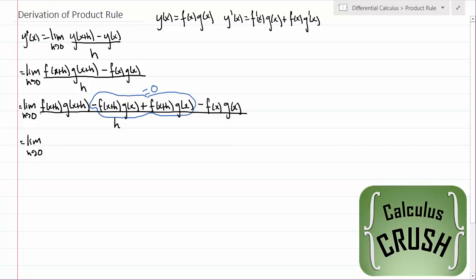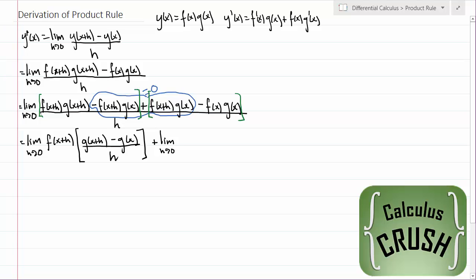Now what I'm going to do is I'm actually going to group these into two different pieces. For the first piece, notice that f of x plus h is common between the two. So we've got f of x plus h times g of x plus h minus g of x, all divided by h. Plus, now this is also the limit as h goes to 0.